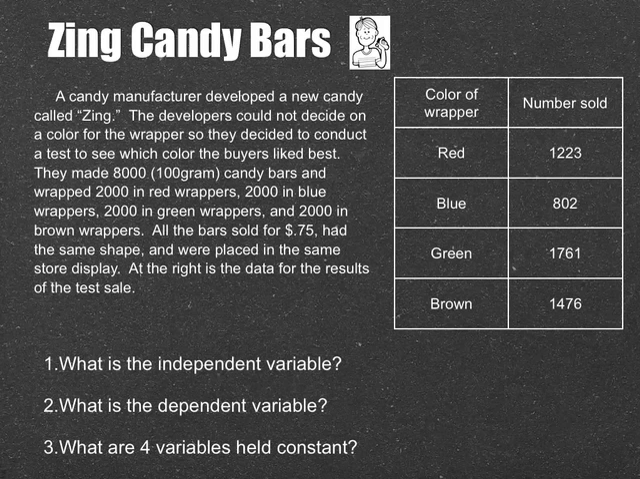Variables they held constant. Olivia, what's one? The shape of the candy bar? Yes. Okay. Caitlin? The cost. The cost. They all have the same cost. Yes. Matt? Sold at the same store. They're sold at the same store. Another one. Thomas? The same amount. Same amount of what? Candy bars. That they made? Yeah. Okay, yep. All right, good.